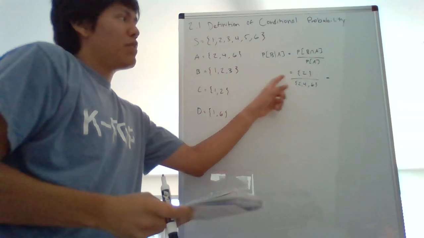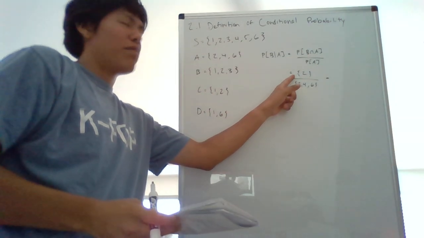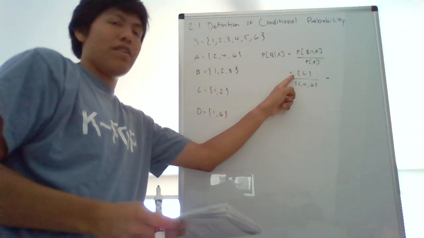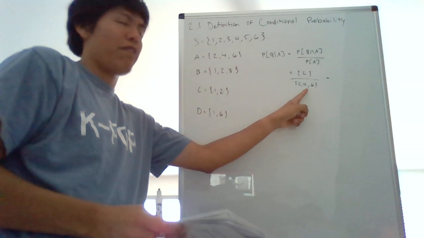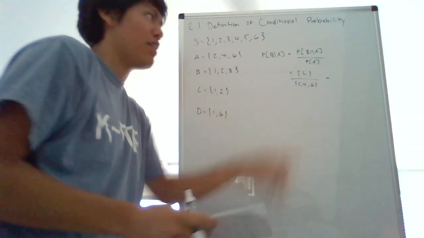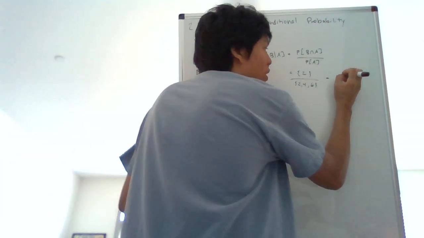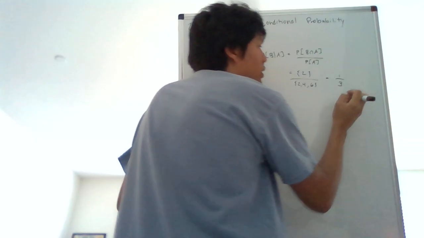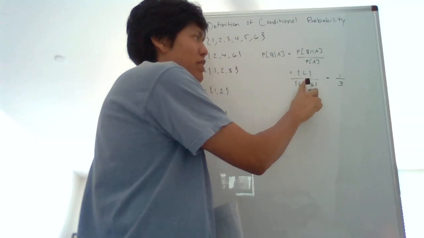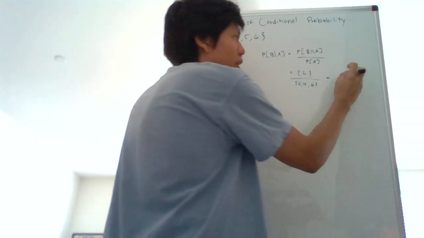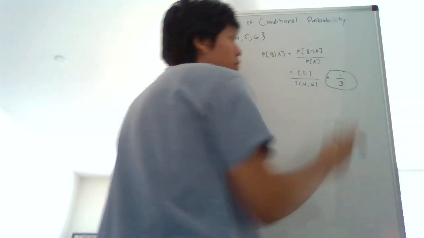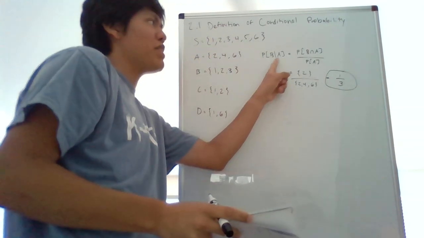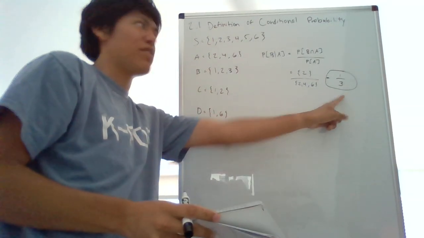Now, we have 1 point in the intersection of B and A, and we have 3 points in event A. So we can rewrite that as 1/3 because we're just counting the sample points that are in both. And that's our answer. So the probability of B given A is equal to 1/3.